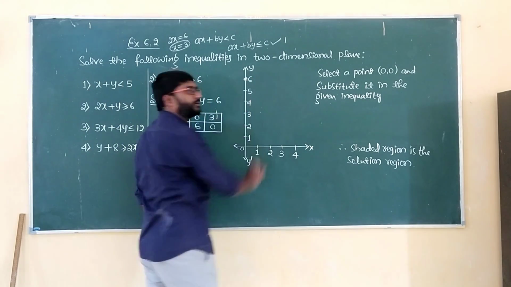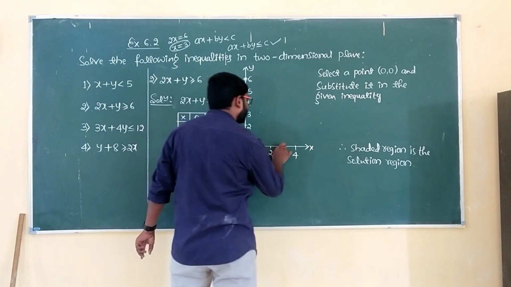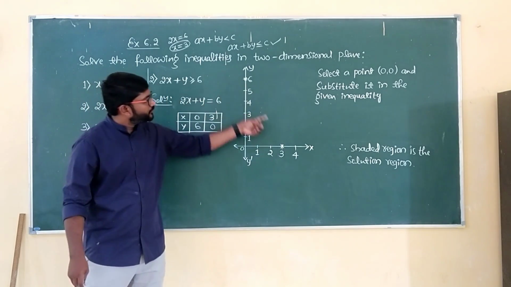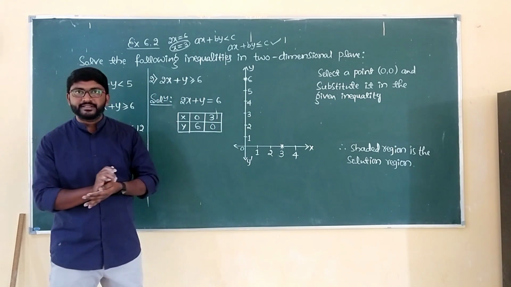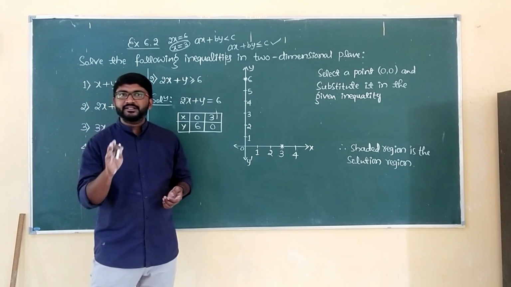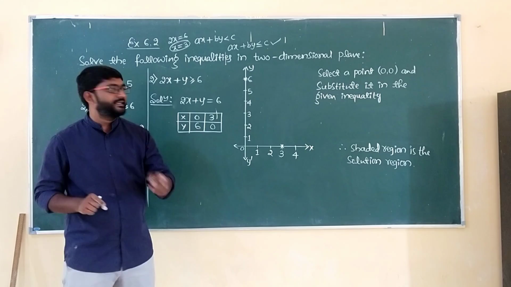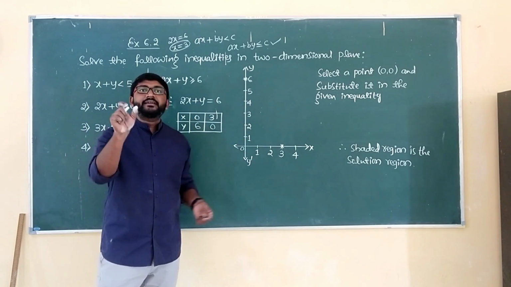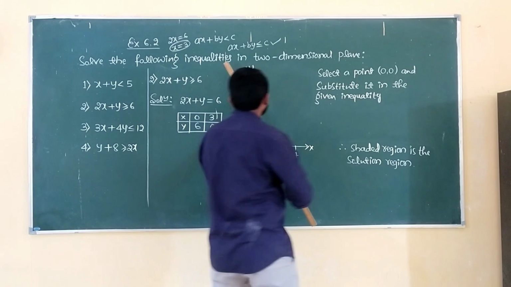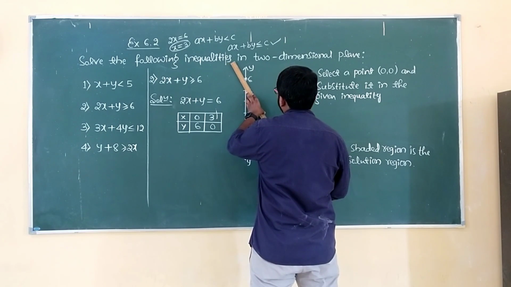It will be this point. Then now we have to go for 3, 0, x3, y0, it will be this point. Now we will have to join these 2 points with the help of the scale. So here the inequality 2x plus y greater than or equal to 6 is a slack inequality. Whenever you have the slack inequality, draw a thick line or a dark line. Let us join these 2 points and it has to be a dark line.